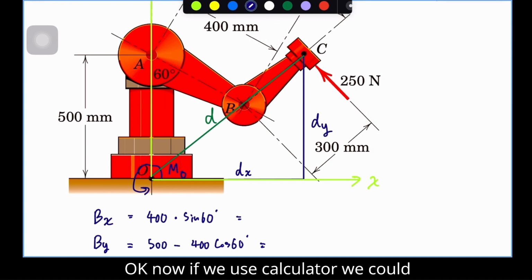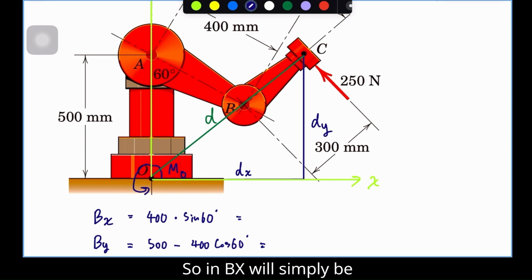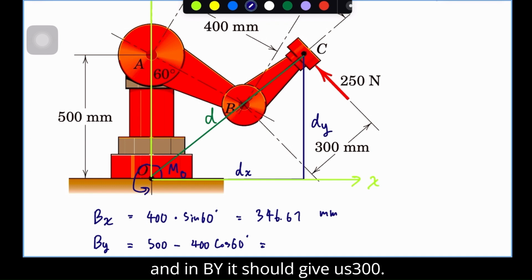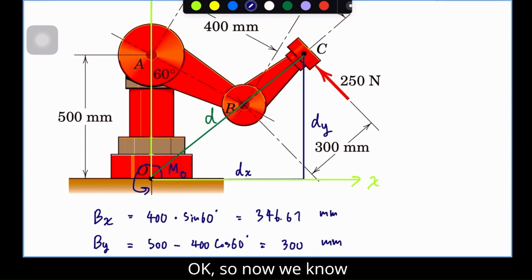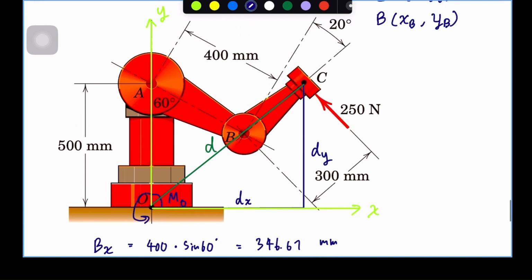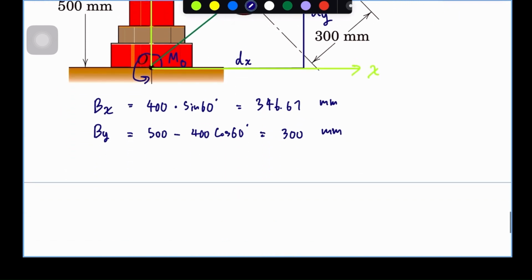Now if we use the calculator, we can get those two coordinates. So bx should give us 346.41 millimeters, and by should give us 300. Okay, so now we know the coordinates bx and by. Now we will start to find the coordinates cx and cy.